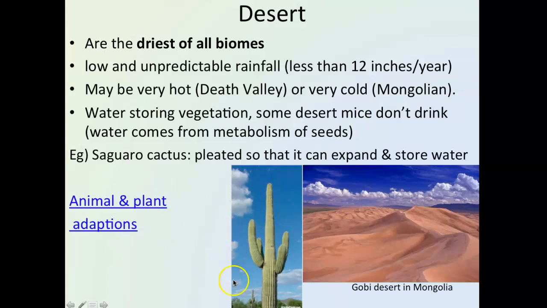This saguaro cactus is really cool. The pleats on this cactus are basically just extra tissue so that when it does rain, it sucks up all the water it can and those pleats expand. They allow the cactus to expand, and then you'll have a cactus that is all bloated without the pleats, and then as it uses its water, it will start to become pleated again.